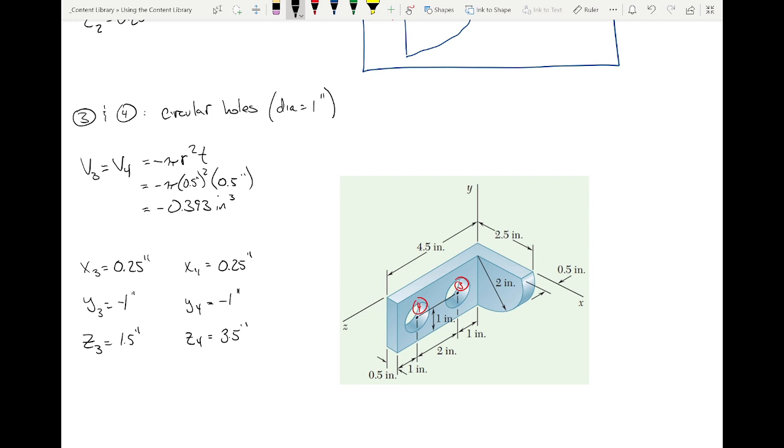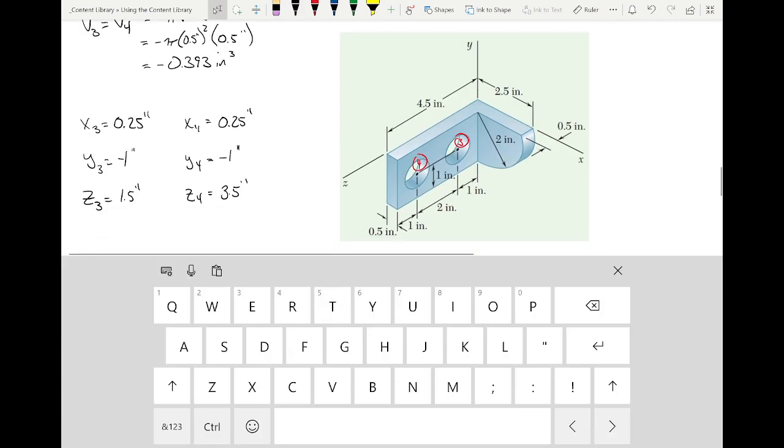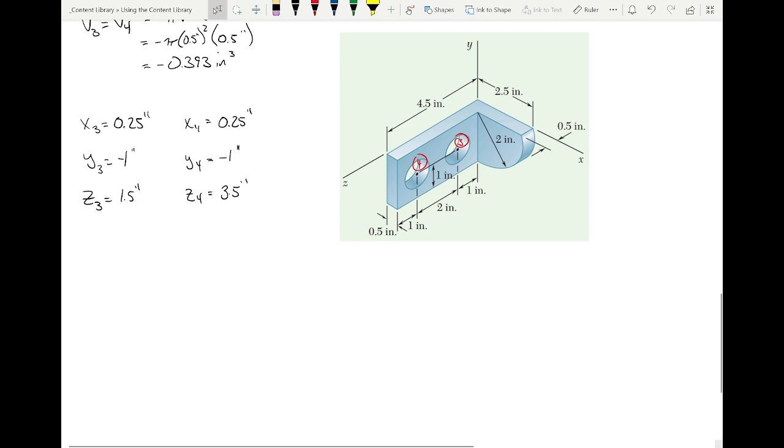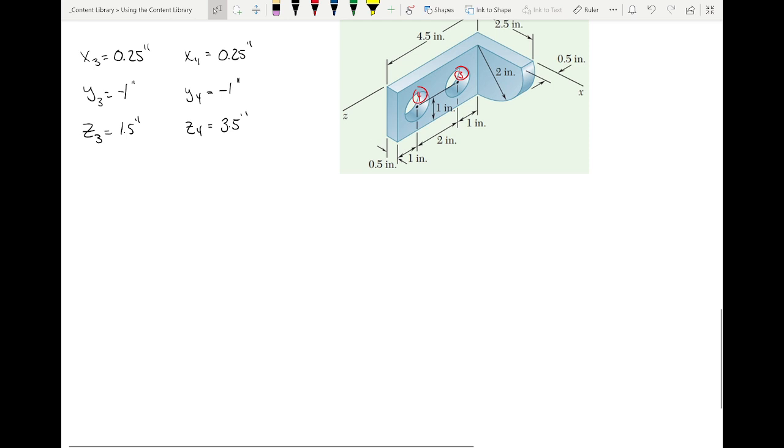So far, so good? So here's the thing. We have all of the data necessary to compute the centroid. What I am not going to do is sit here and do all of them. I don't think there's much value in that. But I'll do one of them just so you can see what we're going to do here. So let's compute the centroid along, let's just pick one, let's just do the z-axis.